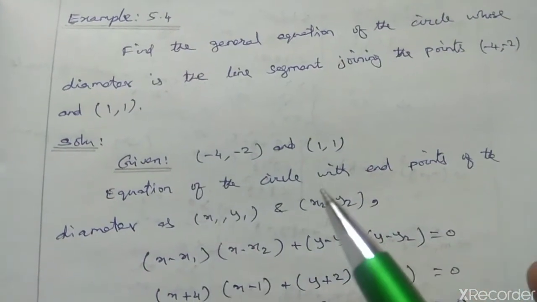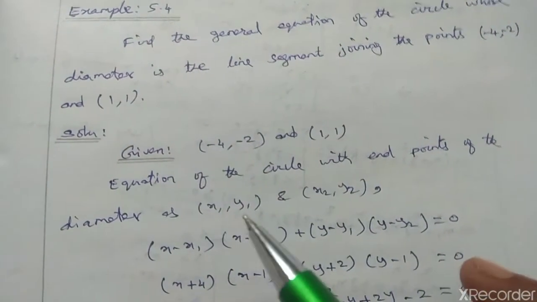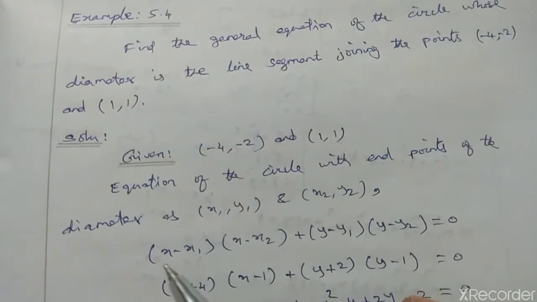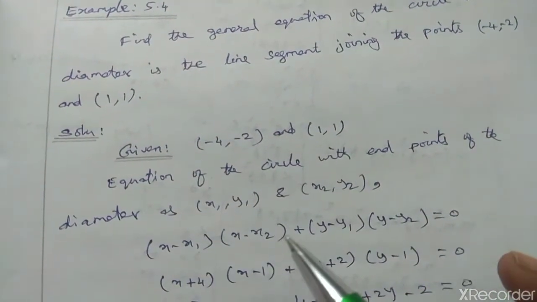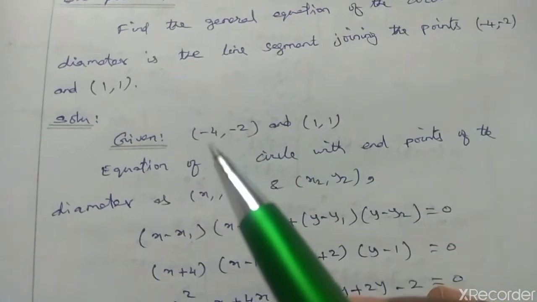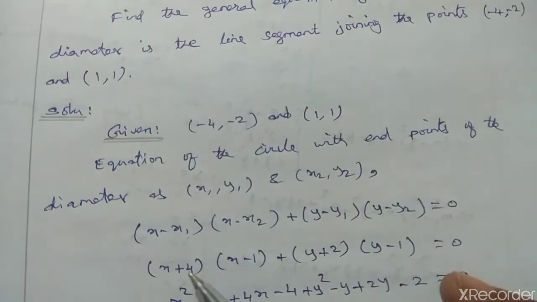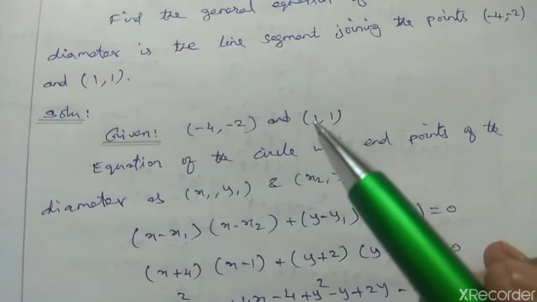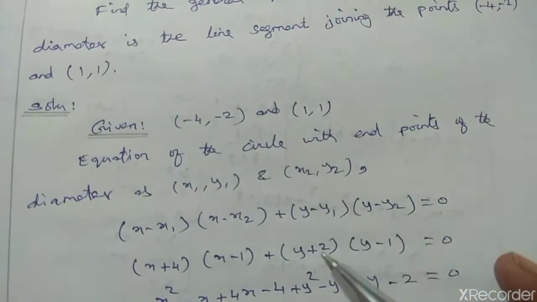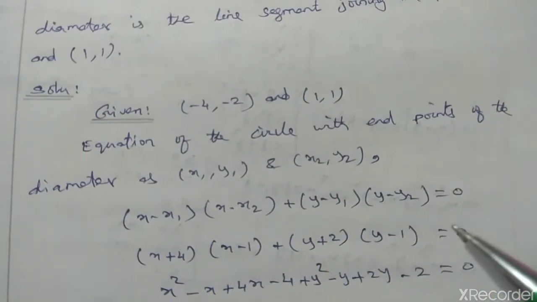The equation of the circle with endpoints of the diameter as (x1, y1) and (x2, y2) has the condition (x - x1)(x - x2) + (y - y1)(y - y2) = 0. Here x1, y1 is (-4, -2). So (x - x1) value is x minus of minus 4, that is x + 4, into (x - x2) value 1, plus (y - y1) value is y minus of minus 2, that is y + 2, into (y - y2) value 1, equal to 0.